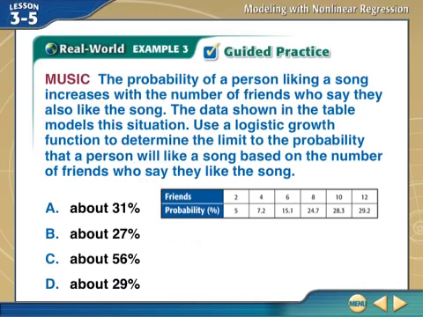In the guided practice for example 3, the probability of a person liking a song increases with the number of friends who say they also like the song. The data shown in the table models this situation. Use a logistic growth function to determine the limit to the probability that a person will like a song based on the number of friends who say they also like the song. So given this set of data, in this case the number of friends is x, the probability or percentage is y. I would like you to go ahead and find a logistic growth model that models this function, and then use that to determine the limit to the probability that a person will like that song based on the number of friends who also say they like the song. You have 4 choices, A, B, C, and D. Go ahead and find your logistic growth function and choose answers either A, B, C, or D, and then press submit.